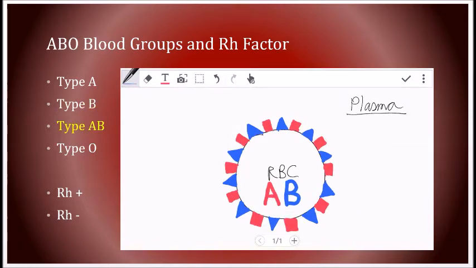For people who have type AB blood, that means their red blood cells have both receptors on top, the A and the B. For the same reason, their plasma cannot have any type of anti-A or anti-B antibodies, because either one of those will react with the RBCs, the red blood cells, so it would cause a reaction as well.